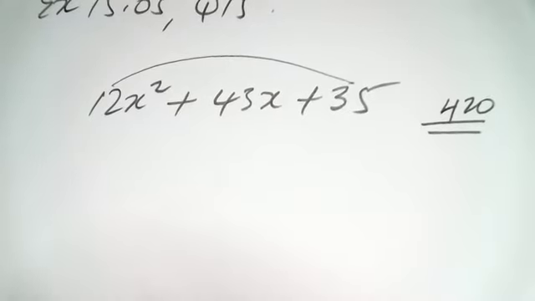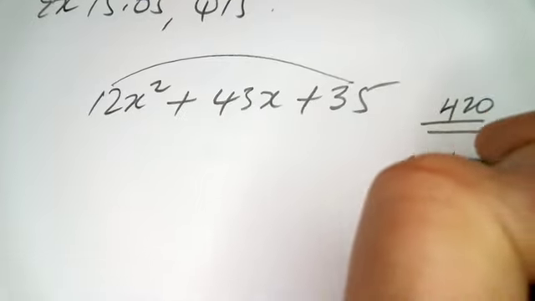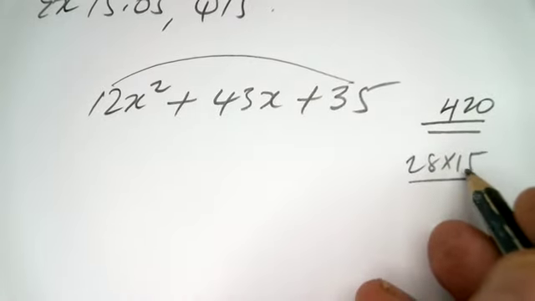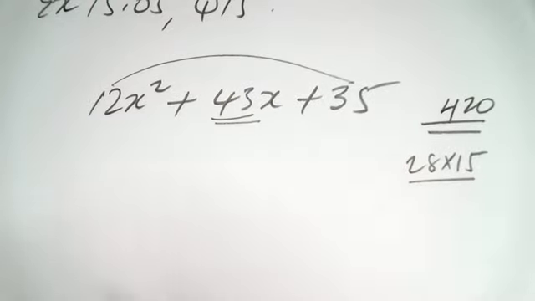We've already worked out what the factors are. They're going to be 28 and 15. In other words, 28 times 15 is equal to 420, and 28 plus 15 comes to 43. So we know the factors are correct. Now let's go ahead and factorize this.